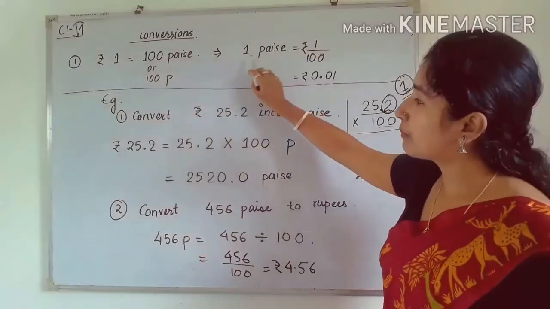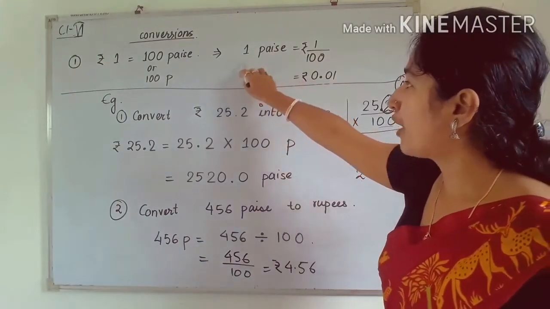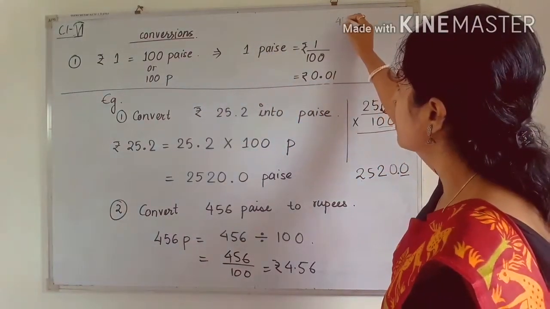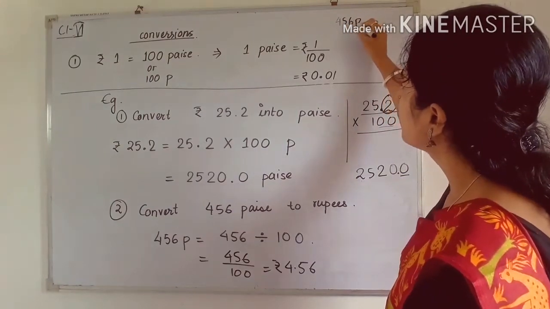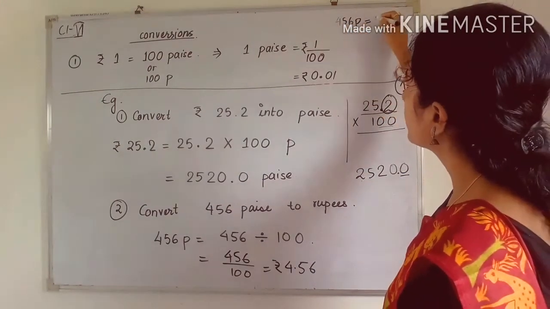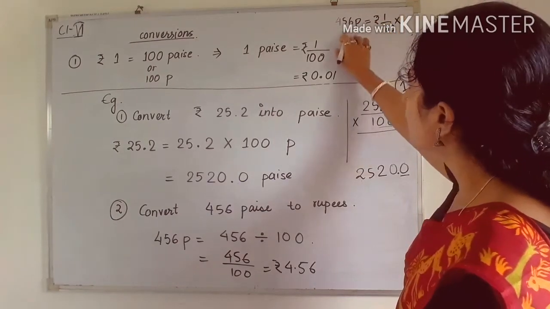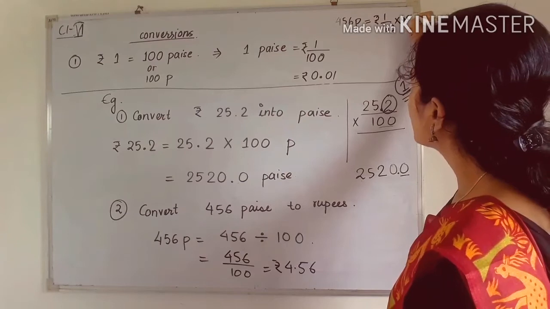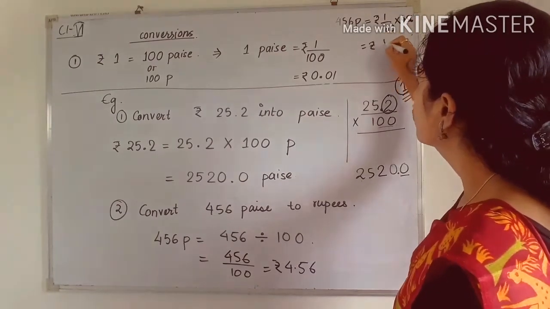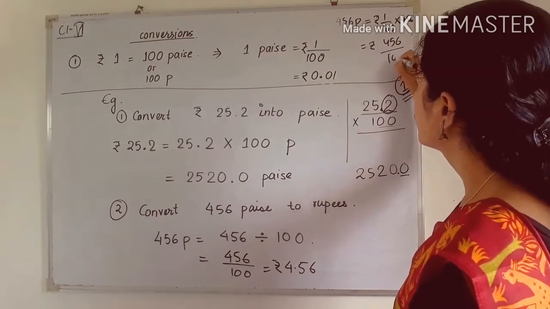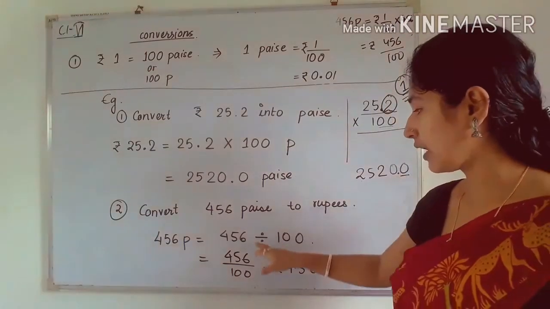See, here also 1 paise is given. If I want to find for 456 paise, then what I have to do? I have to write 456 paise. This is already written, so we have to write like this only. And then we have to multiply it with 456. That means what? We are dividing finally. By which number? By 100. So I have done this directly.